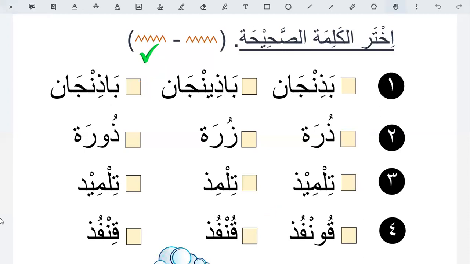Rian. Yes. Choose the correct word. Sorry. Bazinjan. The second one. Third one. Meaning. Bazinjan means brinjal. Good. Next.